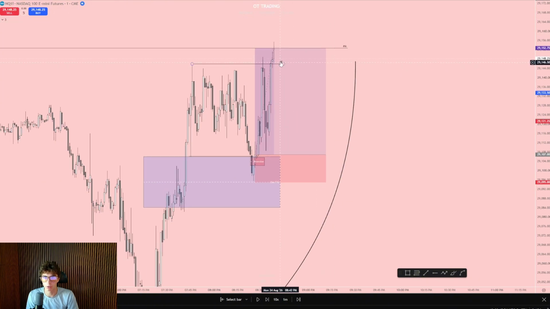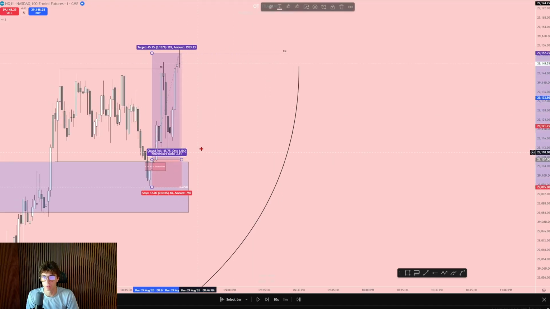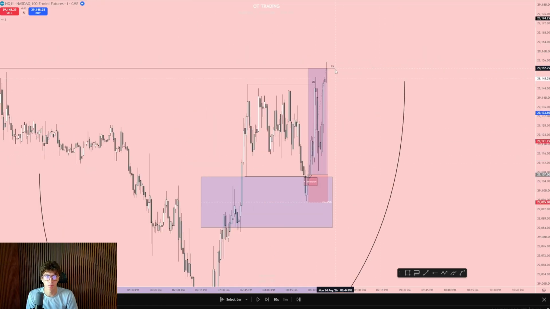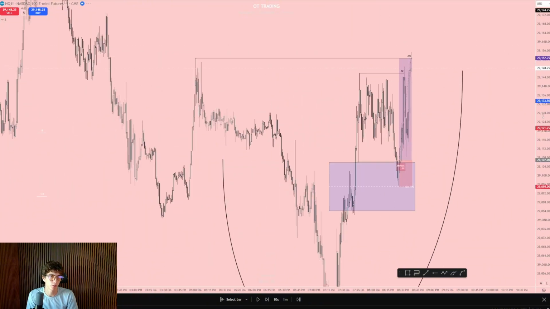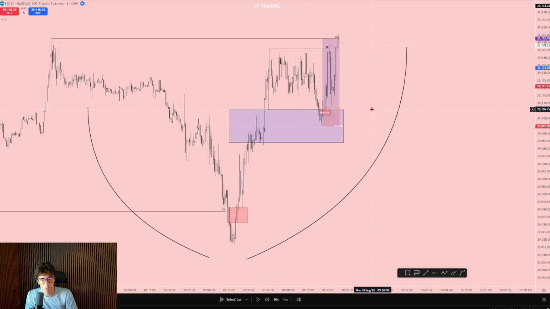So at first you sweep this BE, and then it doesn't manage to hit break even here. So you're pretty lucky. And then it proceeds to run all the way to this external buy side, completing the market maker buy model. So this was pretty much internal turtle soup for a market maker buy model.